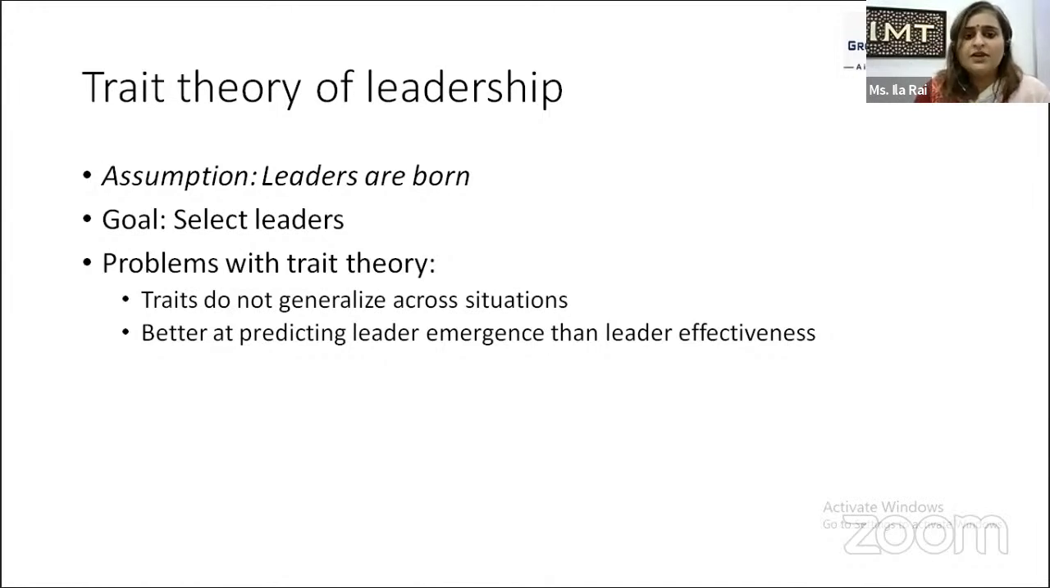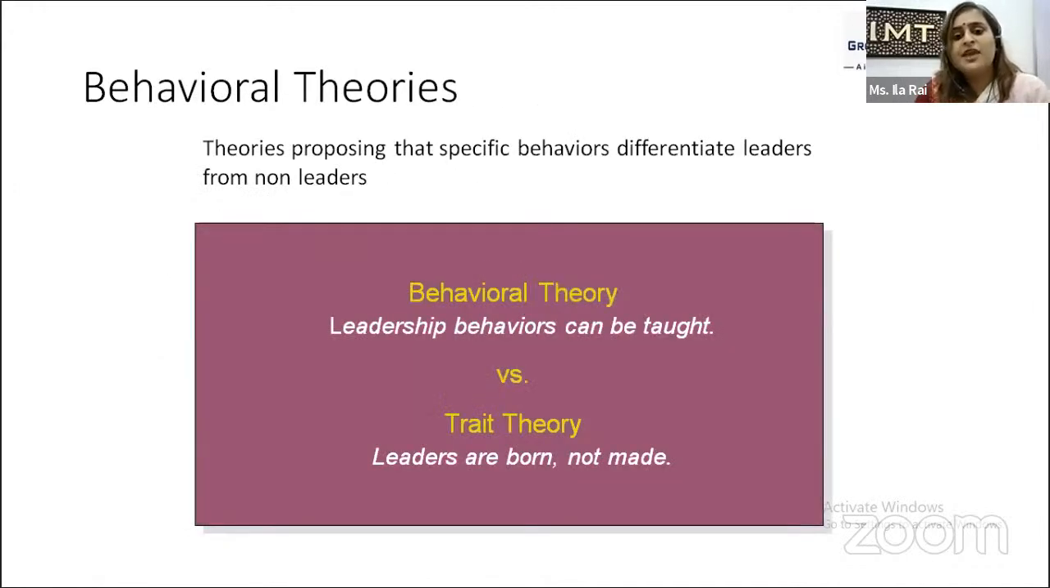The second problem with trait theory of leadership is that it is better at predicting the emergence of a leader rather than predicting the effectiveness of a leader. So it can help you to predict how a leader will emerge. That if ABC has these traits, they will become a leader. But it will not help you to know how good a leader ABC would be because of the presence of these traits. This brings us to the next theory, which is behavioral theory.